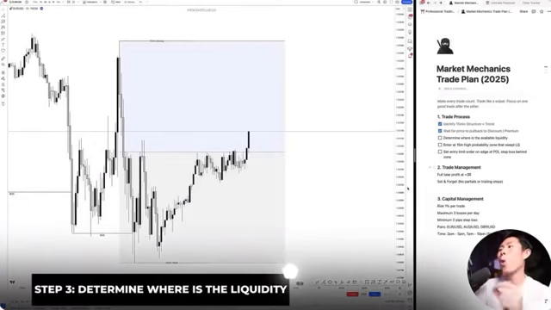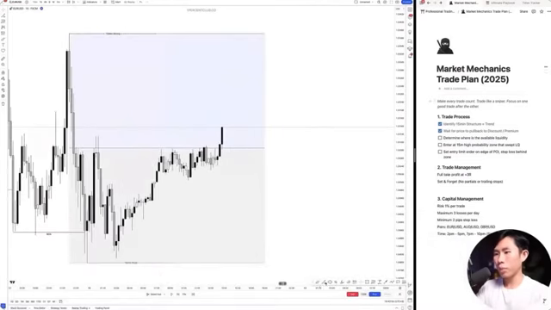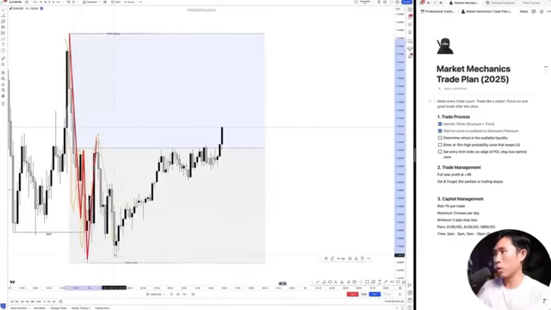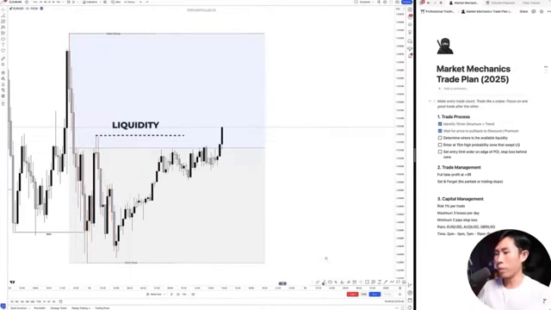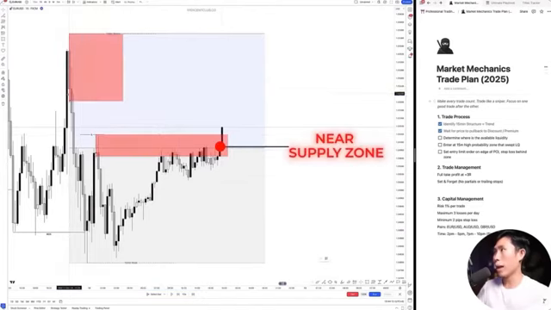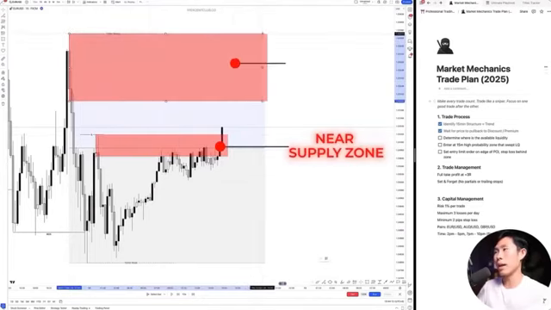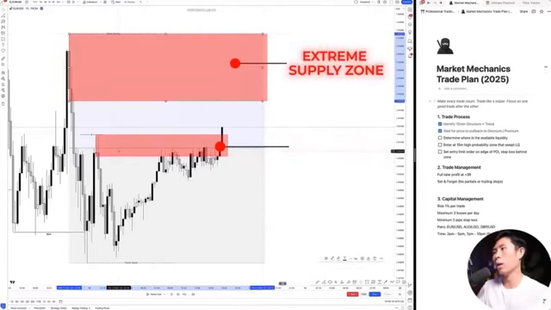The third step is to determine where the available liquidity is. Once again, look towards the left-hand side right here. What do we have? Price goes down, pulls back, goes down, pulls back, and then goes down even further. So there are swing highs right here, so we know that there is available liquidity above this high itself. Based on this, we can also identify our supply zone right here, and then also our extreme supply zone, same as the previous scenario.